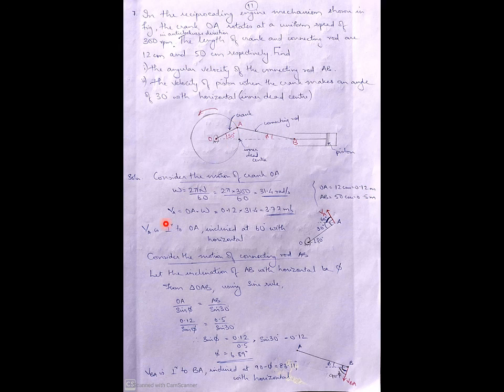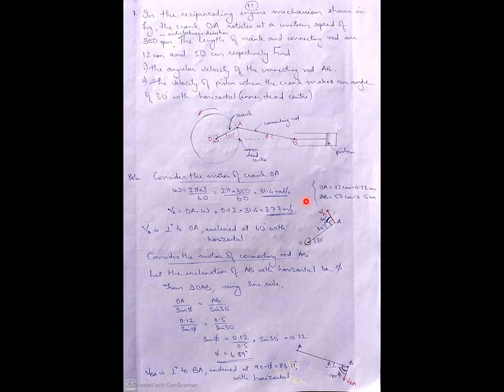Now what is this velocity of A? Velocity of A is given by r omega. Here r means it is OA into omega. So OA is 0.12 into omega, it is 31.4. So you got VA as 3.77 meter per second, and this VA will be perpendicular to OA.